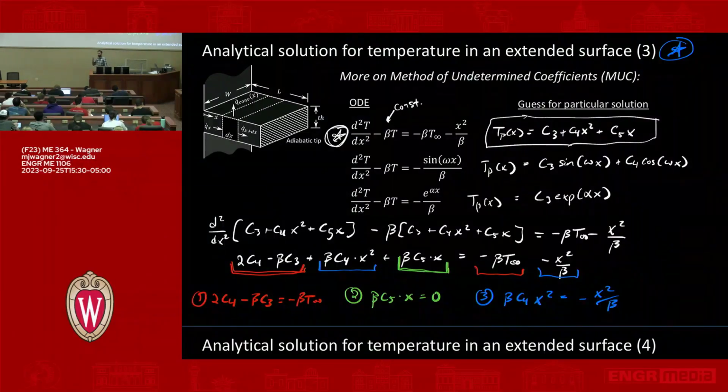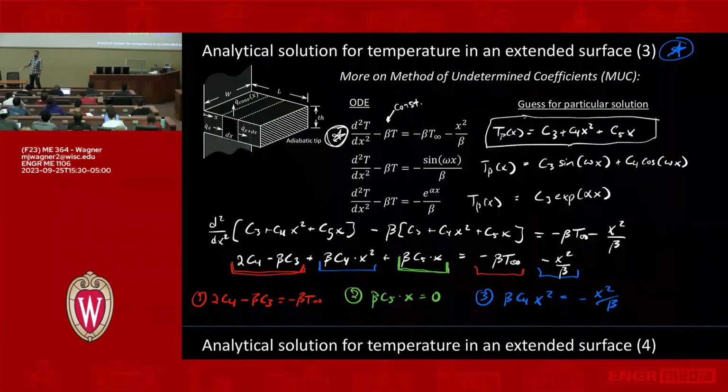Okay, so now I have 3 equations, three unknowns, C3, C4, and C5, and I can solve for them, right? And you can just take whatever the solution is and plug it back into your equation. That's your particular solution, okay? So this is the method of undetermined coefficients. You see now maybe why it's called that, because you just guess these coefficients, develop expressions for it, and then you solve for the expressions and plug them back in.